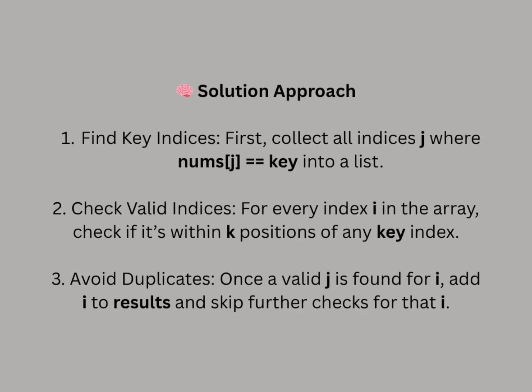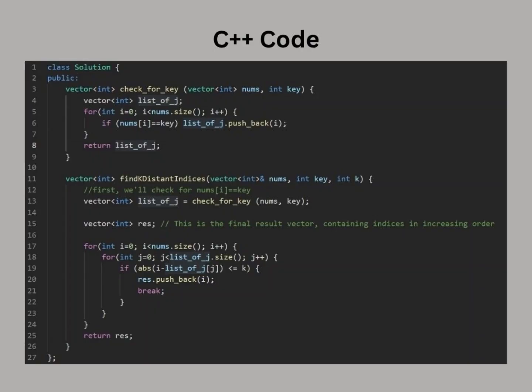Let's talk about the approach. We find all indices where the value equals the key. Then, for each index in the array, we check if it's within k distance of any key index. If yes, we simply add it to the result. Basically, we make sure we know where all the keys are. Then the code checks every index against every key index, but as soon as we find one that's close enough, we add it and move on. We ensure no duplicates, and only add each index once.